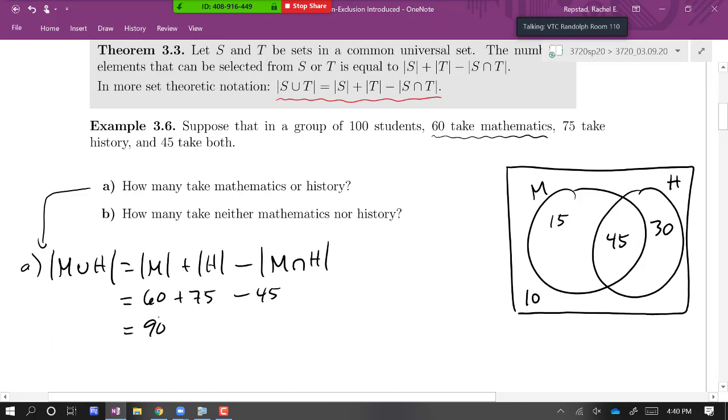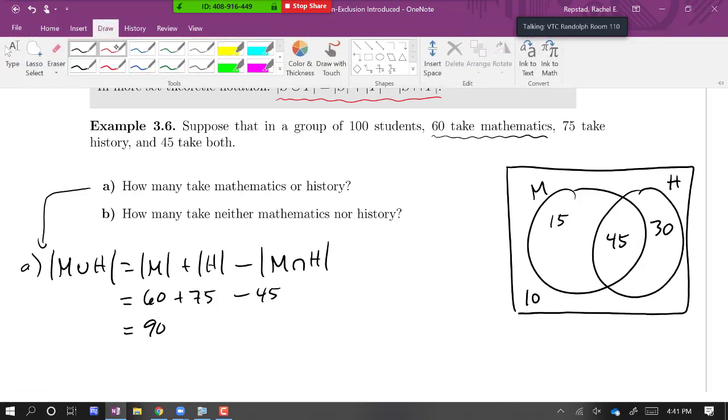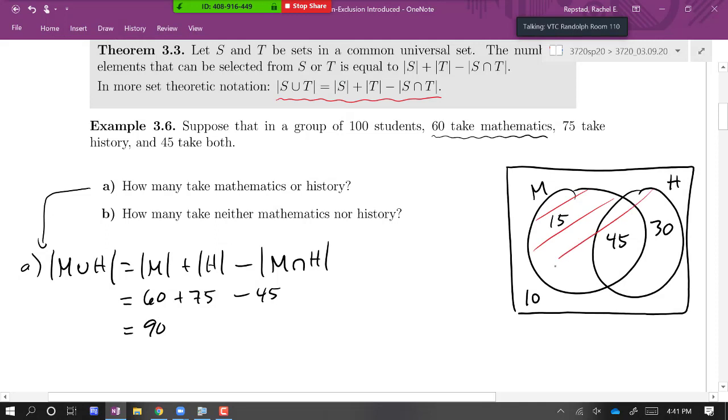Alternatively, if you go through the trouble of making a Venn diagram, all you have to do is identify the region that you're interested in, right? Like, how many are taking math or history? That means I want this region. So just add the numbers that are included in the region that you're shading. And that adds up to 90.